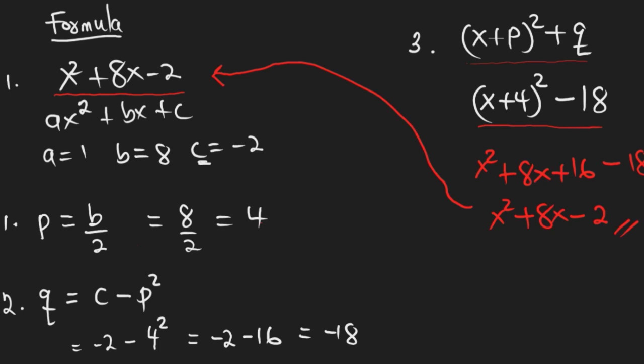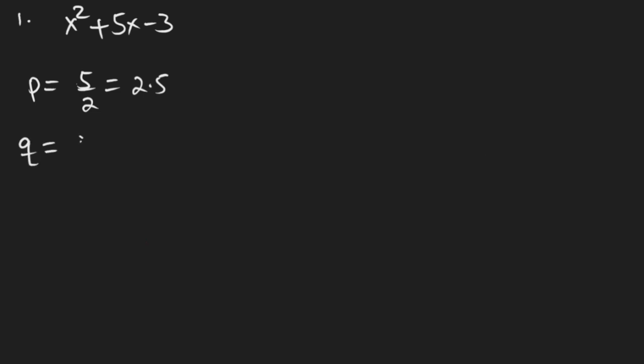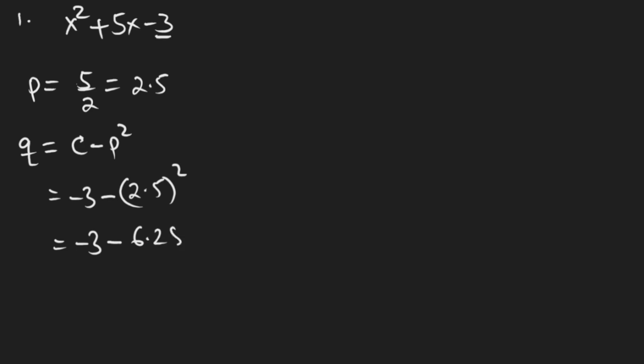Let's take another example. In this case, let's say we have x squared plus 5x minus 3. So here our b is an odd number. So what do we do? We still apply the formula. So we can say p is equal to 5 over 2, and that gives us 2.5. And then q is equal to, we know q is c minus p squared, where c is the last number here. So that gives us minus 3 minus, then we do 2.5 squared. So this will give us minus 3 minus 6.25, which is 2.5 squared. So this gives us minus 9.25.